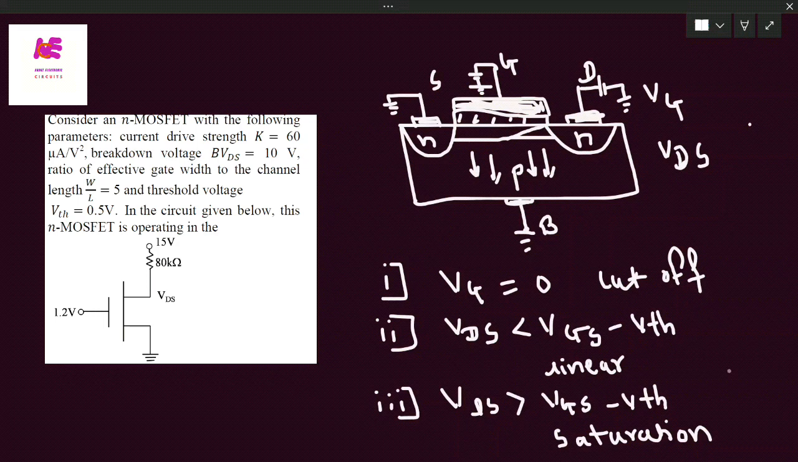So we have to find out in which region this MOSFET is operating. So we need to calculate the VDS voltage and the VGS minus VTH voltage. Obviously, the MOSFET will not be in the cutoff region because VTH is given as 0.5 volt and the gate voltage given in this problem is 1.2 volt. So obviously, the MOSFET is operating in either the linear region or the saturation region, but we have to find out whether the VDS voltage is less than or greater than VGS minus VTH, for the linear region or saturation region respectively. Solution.